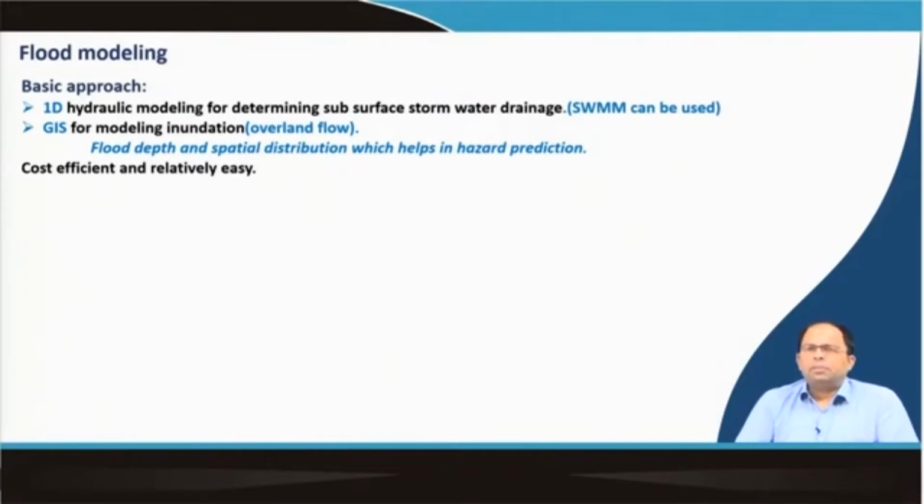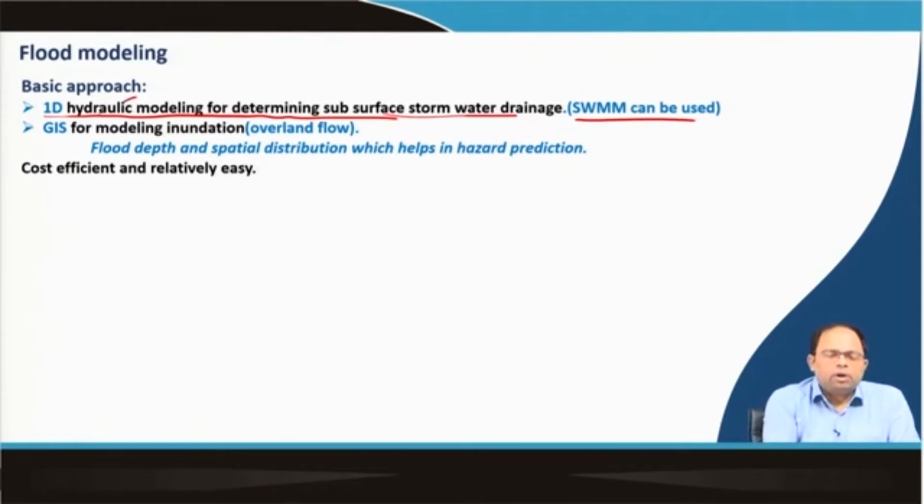So, the basic approach, the easiest approach, is to assume that for the minor network, that is the sewer network or the subsurface stormwater drainage, we use 1D hydraulic modeling, and for this we can use the SWMM software that we have learnt earlier. And this 1D hydraulic model, if you remember from the Saint Venant's equations that we have done, there was kinematic wave, diffusion wave, and we use those for determining how the water is actually traveling through a particular stormwater channel.